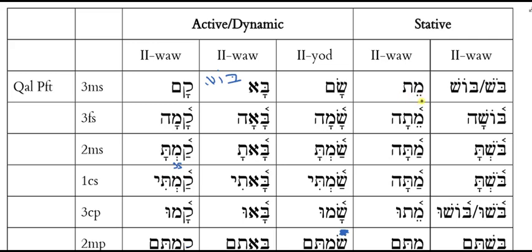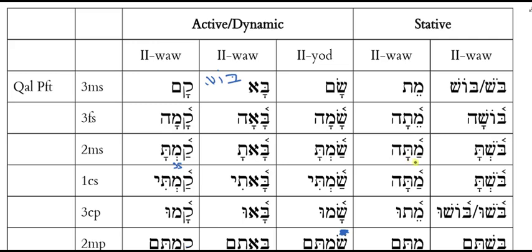Notice then kaved had a sere, and mate also being stative has a sere theme vowel here. So this is my stative pattern. So mate, he died. Metha, she died. And then matta. Matta is you died. Notice that I went from the sere to the pathak. And we did this with kaved. Kaved became kavada. And then it became kavadta. Not kavedta, but kavadta. So we see that sere becoming a pathak here.